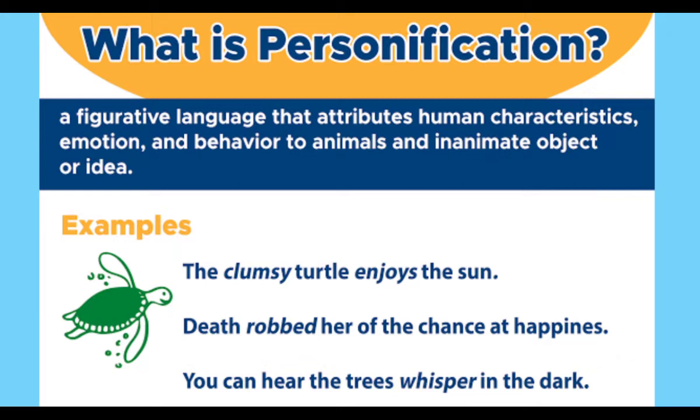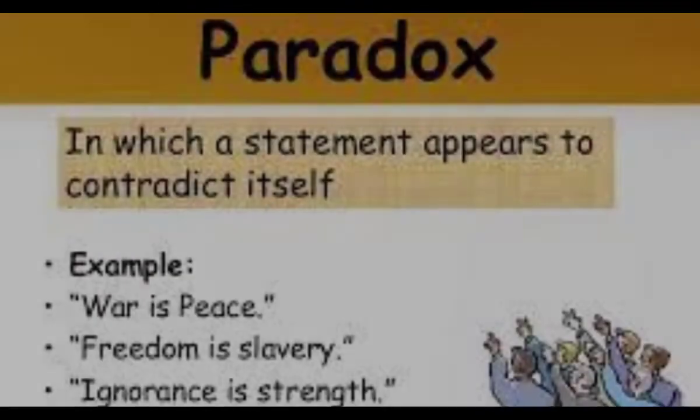In each of these examples, you can see the attributes of human beings, like being clumsy, enjoying the sun, robbing something off. Death is not a robber, it's not an armed robber, it does not have hands, it does not carry ammunition, but you can see the attribute being given to it. Trees naturally do not whisper.